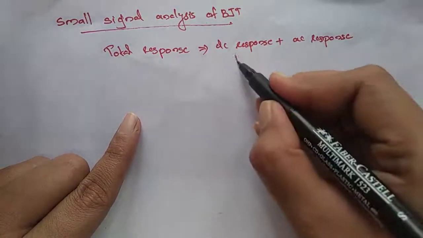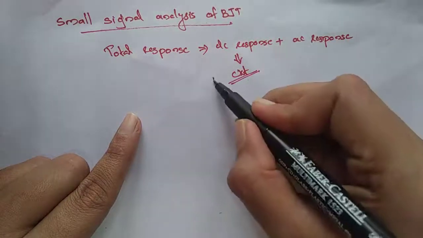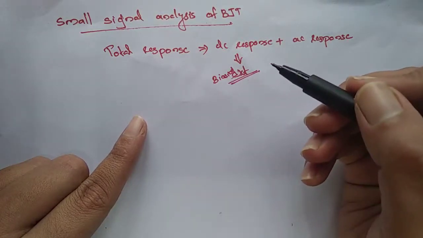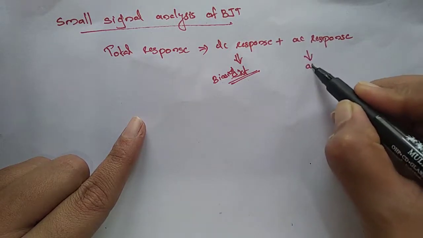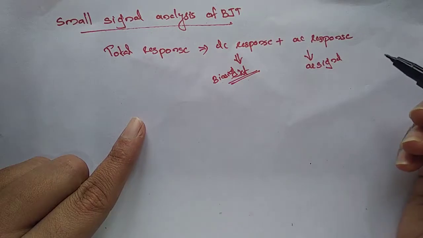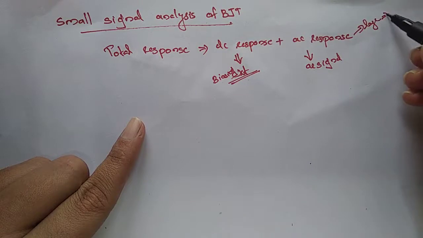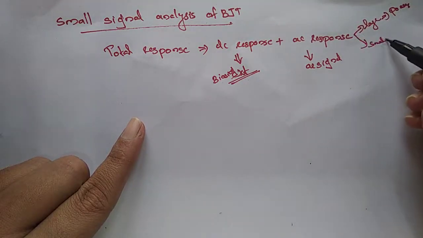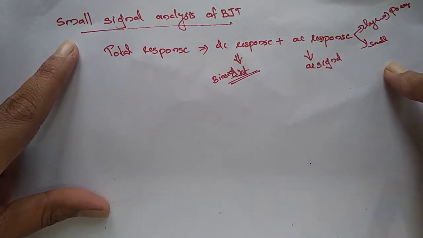In the DC response we have learned about the biasing circuits. We found the DC response using the biasing circuits, and in order to find the AC response we have to apply the AC signal and analyze our system. The AC response can be a large signal AC response or power signal, and it can also be a small signal AC response. So here we are doing the small signal analysis.